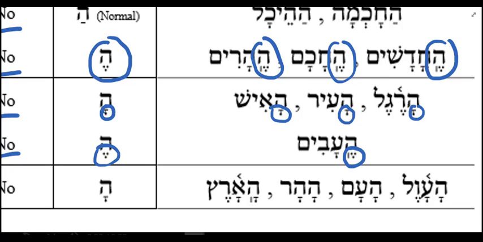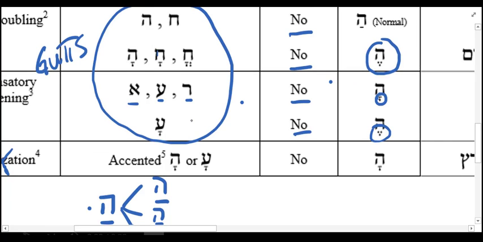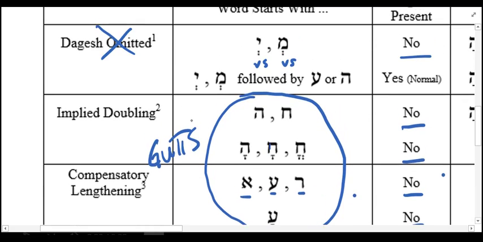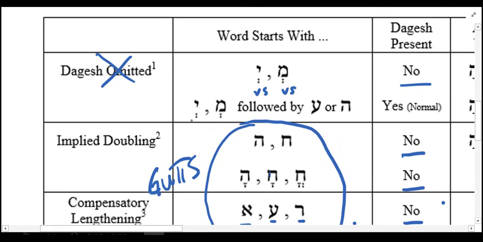The last part of the chart really, well, actually, I guess there's two last parts. There's the dagesh omitted here. Now, I want you to notice, and again, this is a situation where I'm not really going to be requiring you to memorize this, just that you be able to recognize it when it happens. So we put an X over here on dagesh omitted. Now we're going to deal with it.